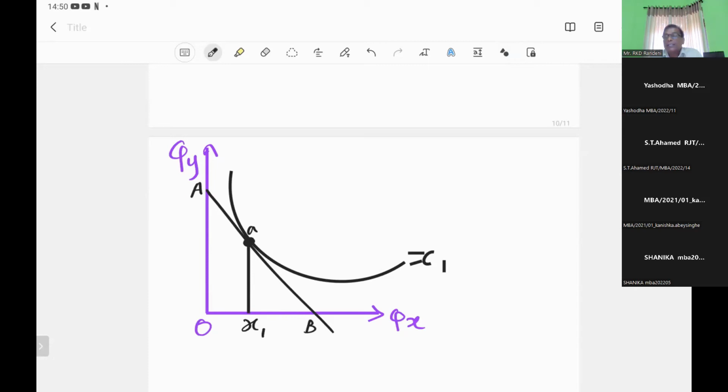Now assume that other things are constant. What are the other things? Price of the other commodity, that is constant. That commodity Y. We are considering commodity X. Then the consumer income is also stable. That is constant. Price of X is reduced. Now what happened? The budget line shifts to the right hand side, or rotates, right?